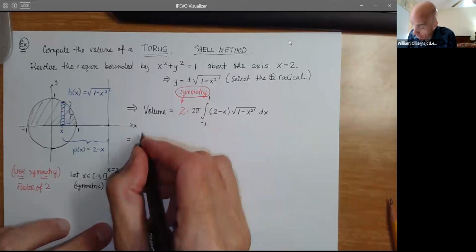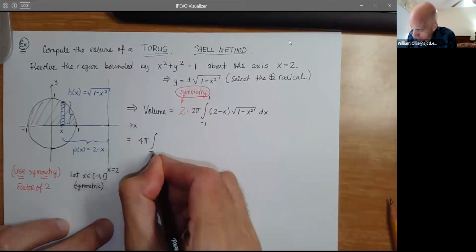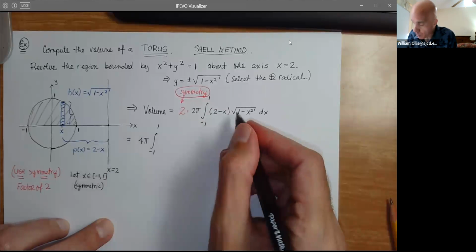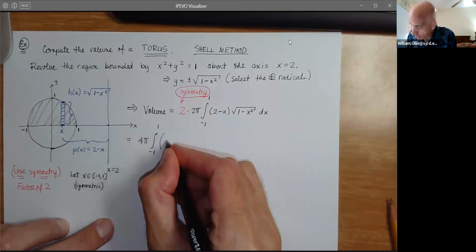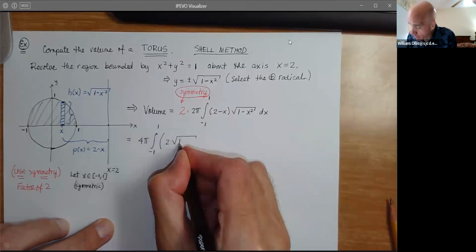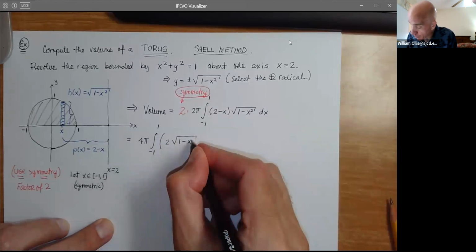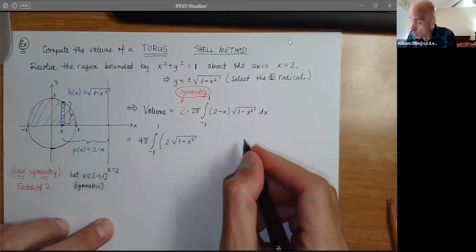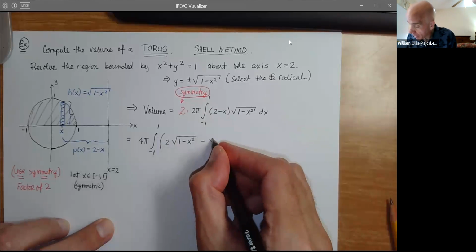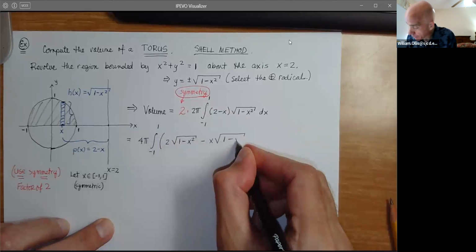So now let's go ahead and work this out. We have a 4 pi here. And what we want to do is go ahead and distribute here. So we have a 2. And of course, we're going to get to use some geometry too. I didn't talk about that. I think you're going to appreciate that too. So we get 2 times the radical minus x times the radical 1 minus x squared.